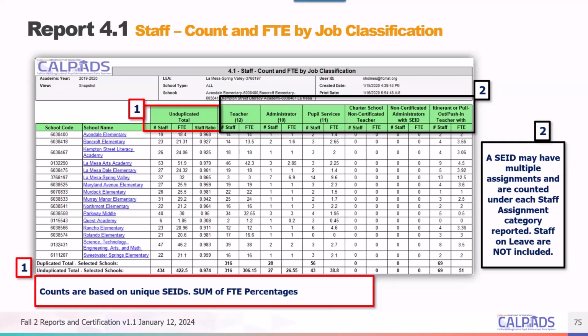However, the remaining columns, which are the job classifications, are duplicated. A teacher could be counted in the teacher column that is also counted as an administrator. So they won't necessarily always add up if you have staff in multiple job classifications. That's something to be aware of. It's not a report that you're going to read from left to right and expect the columns to add up.